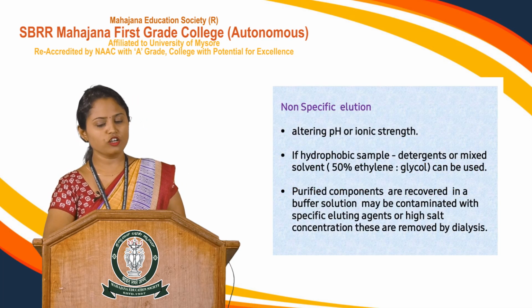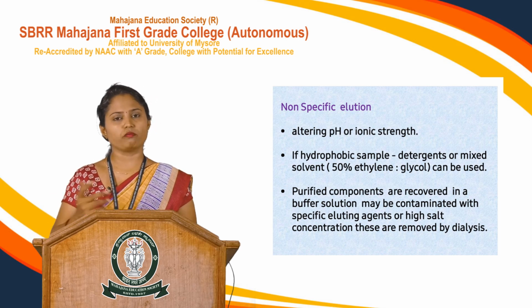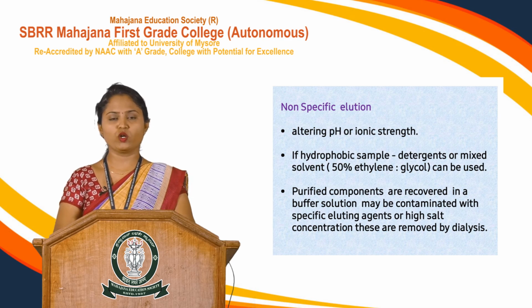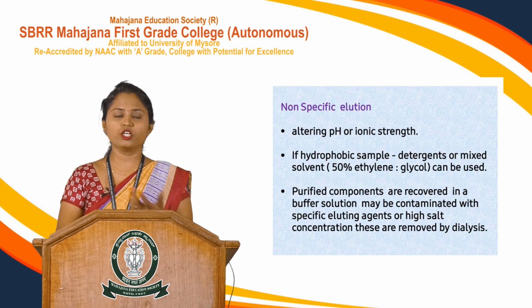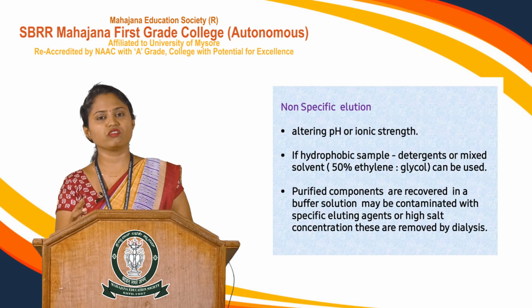So, non-specific elution is performed either by altering the pH or the ionic strength. Suppose you are using lipids or any hydrophobic samples, you can use specific detergents or a combination of solutions. For example, you can use 50% ethylene and 50% glycol.